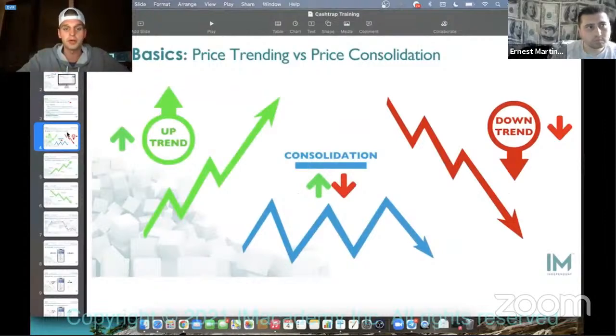If you guys see the chart right here, you see this green trend line. This means we're in an uptrend. We want to take buys when price comes down and hits a new support. We take resistance. But if we're in consolidation, we can take both buys and sells.